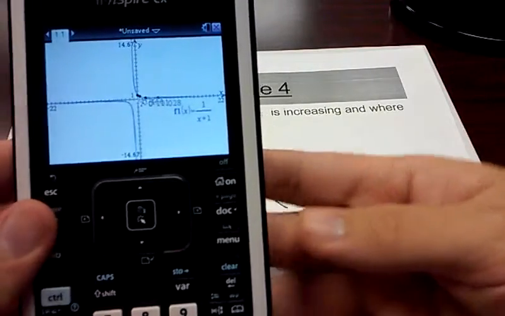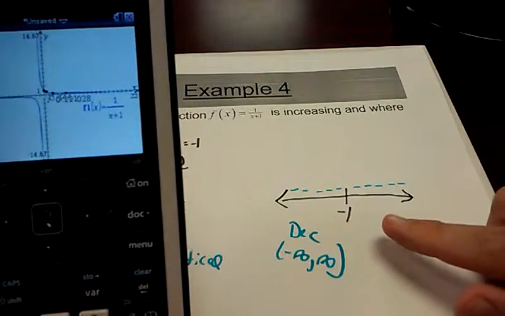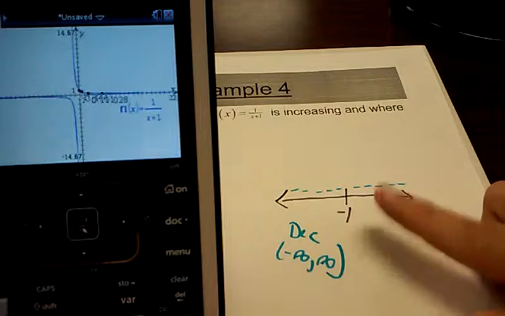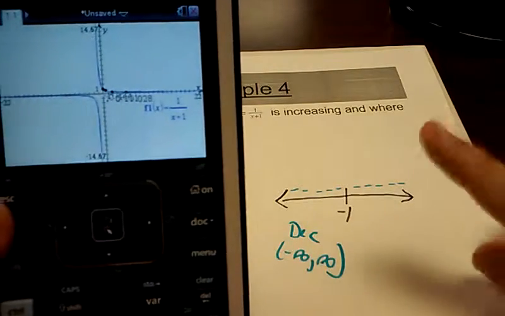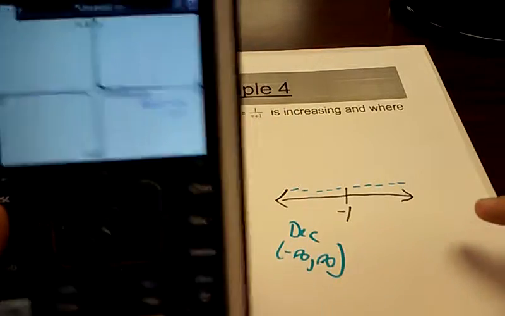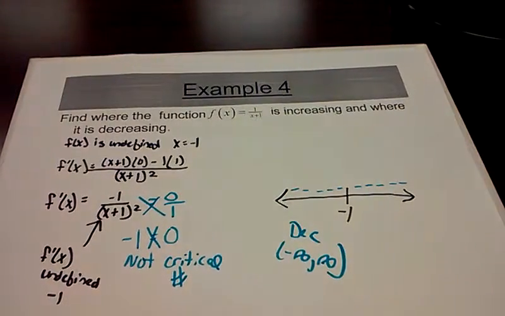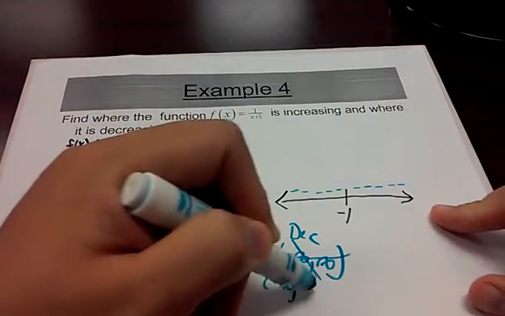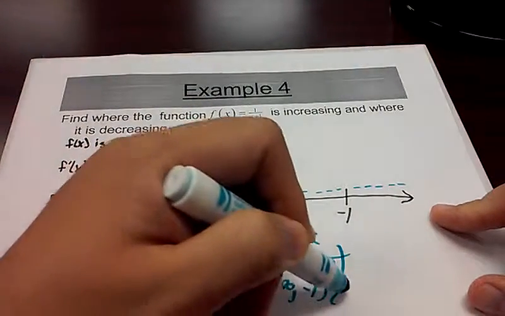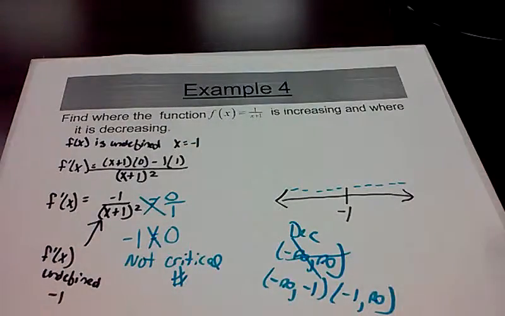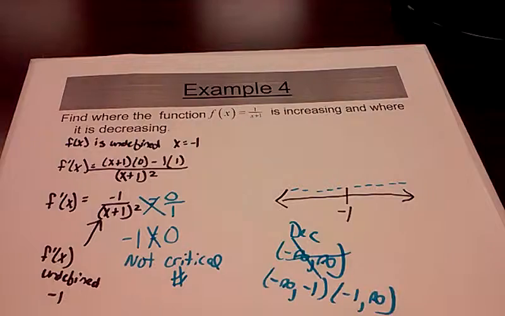So it is true. The interval of increasing and decreasing, it's not increasing anywhere. This function is decreasing from negative infinity to positive infinity, except for, I should have put that, except for negative 1 because it's undefined. So let me change that right now. So it's decreasing from negative infinity to negative 1, and then it's decreasing again from negative 1 to infinity. So notice I don't include negative 1 because negative 1 is undefined.